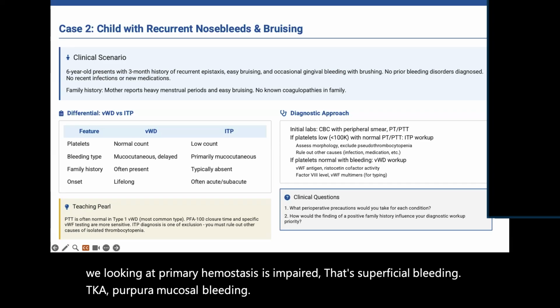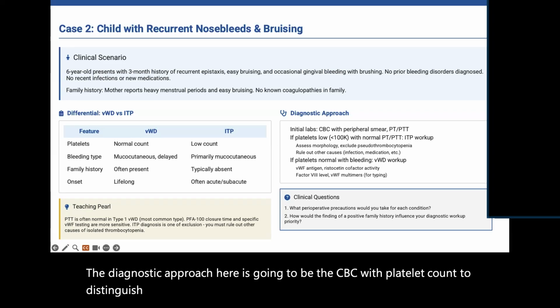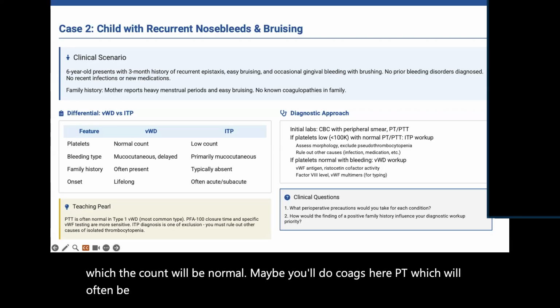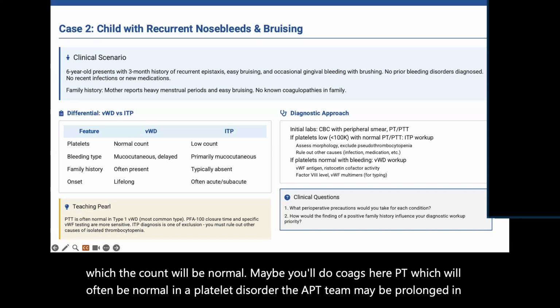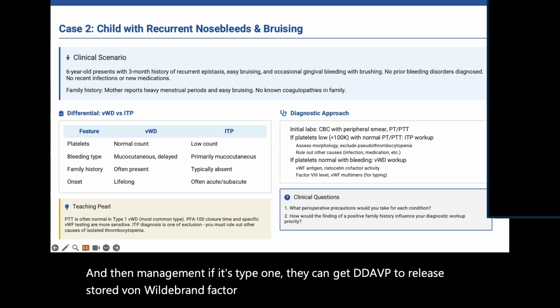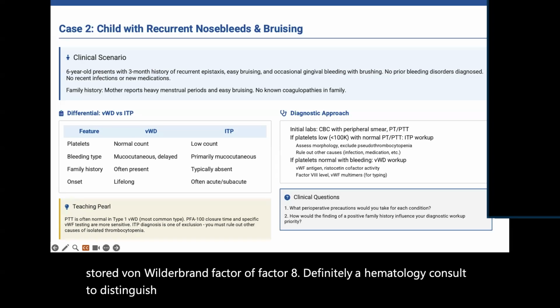The diagnostic approach here is going to be the CBC with platelet count to distinguish thrombocytopenia, where the count is low, from von Willebrand's, in which the count will be normal. Maybe you'll do coags here, PT and PTT, which will often be normal in a platelet disorder. The aPTT may be prolonged in von Willebrand's. And then management, if it's type 1, they can get DDAVP to release stored von Willebrand factor or factor 8. Definitely a hematology consult to distinguish the type.